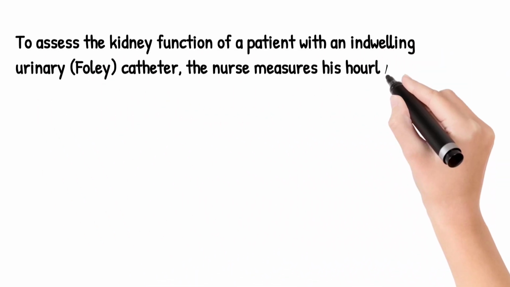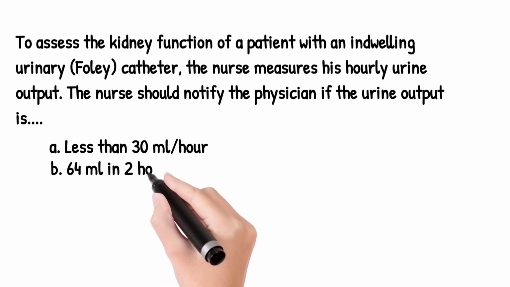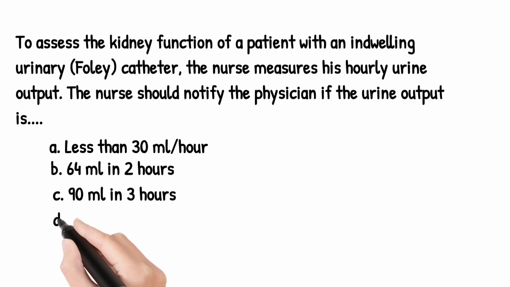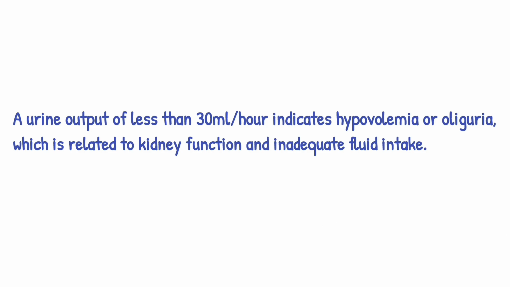To assess the kidney function of a patient with a Foley catheter, the nurse measures his hourly urine output. The nurse should notify the physician if the urine output is: option A, less than 30 ml per hour; option B, 64 ml in 2 hours; option C, 90 ml in 3 hours; option D, 125 ml in 4 hours. The answer is option A, less than 30 ml per hour. A urine output of less than 30 ml per hour indicates hypovolemia or oliguria, which is related to kidney function and inadequate fluid intake.